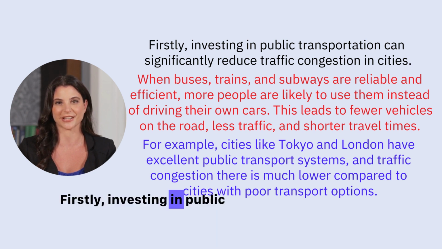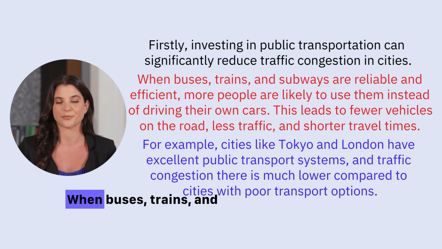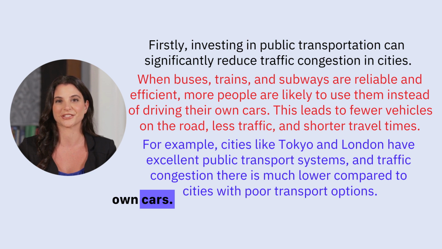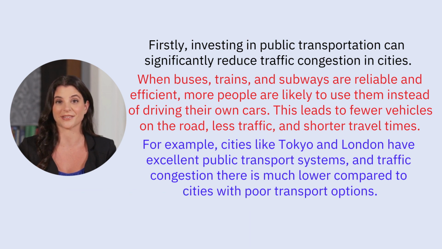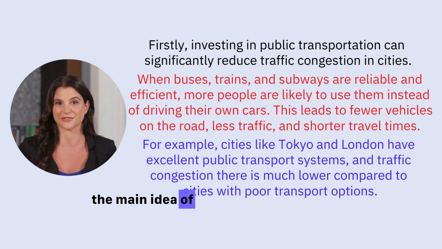Firstly, investing in public transportation can significantly reduce traffic congestion in cities. When buses, trains, and subways are reliable and efficient, more people are likely to use them instead of driving their own cars. This leads to fewer vehicles on the road, less traffic, and shorter travel times. For example, cities like Tokyo and London have excellent public transport systems, and traffic congestion there is much lower compared to cities with poor transport options. It tells the reader the main idea of the paragraph with explanation and a solid example.